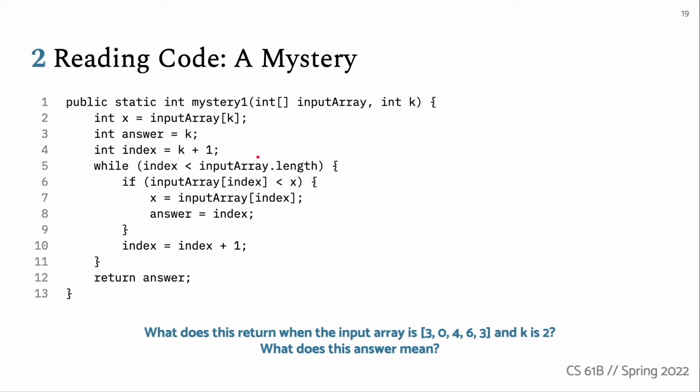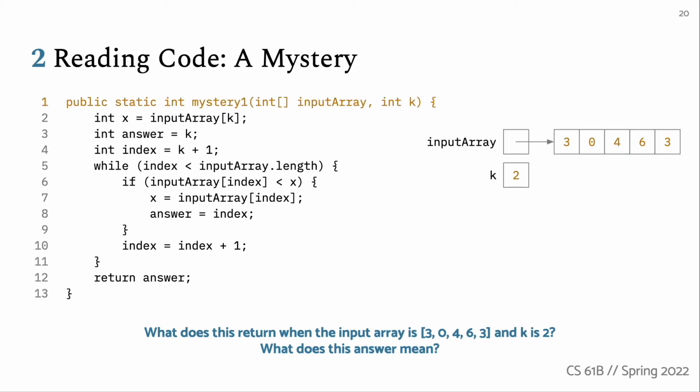Okay, let's work on this together. The first line, we're just doing some setup. If you recall, public means that anyone can call this method, even people outside of our specific class. Static means it's not an instance. Int means we're returning an integer at the end. That part's important. mystery1 is just the name, and then we are passing in an input array of type int array, and we are passing in an integer called k.